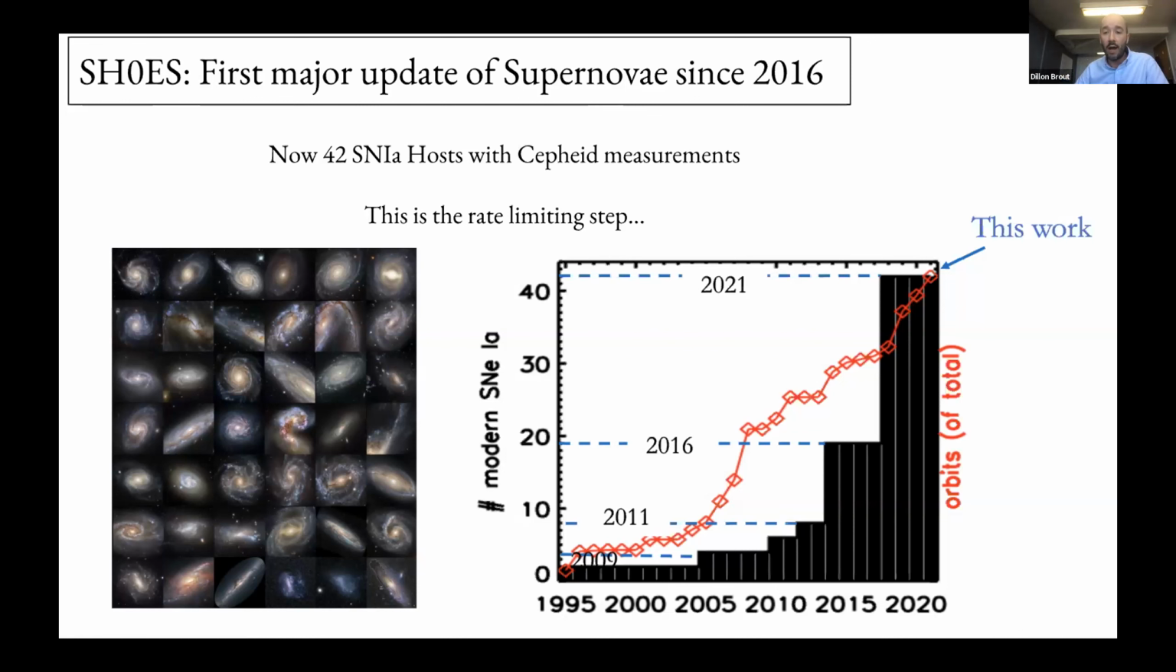And this is really where a lot of the effort within SH0ES has gone in. And we're releasing our first major update since 2016, where we're now up to 42 galaxies that have hosted Type 1a supernovae and that have had Cepheid variable stars measured. So this is really the culmination of decades of work. And really it is ultimately a volume limited sample, because basically you're limited by how often a Type 1a supernova goes off in the extremely nearby universe.